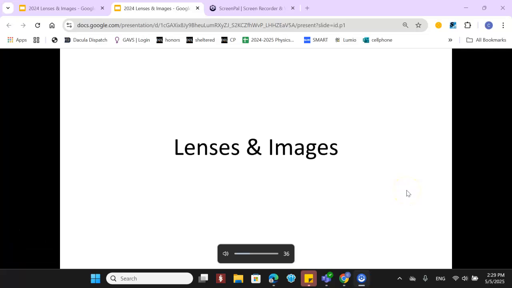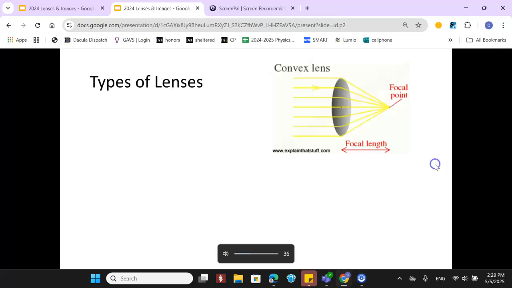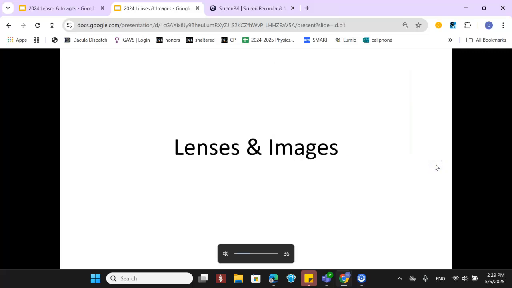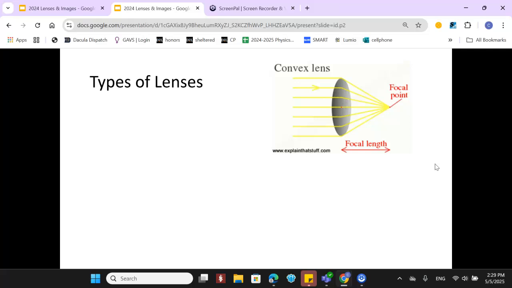Okay, guys, so today we're going to talk about lenses and images. These are notes that go over the lab that you did yesterday. So before we get started, go ahead and answer the question.